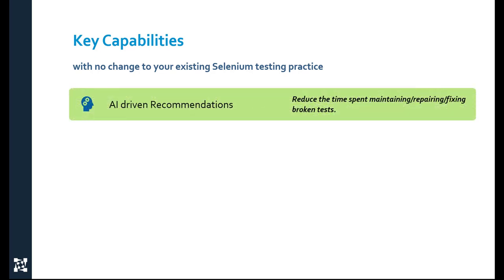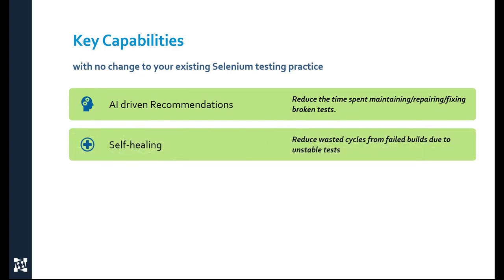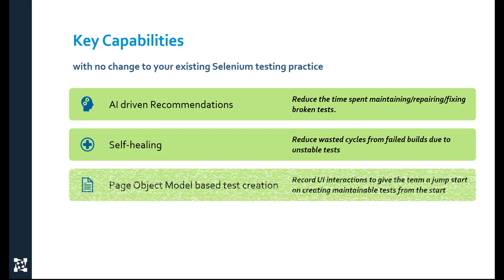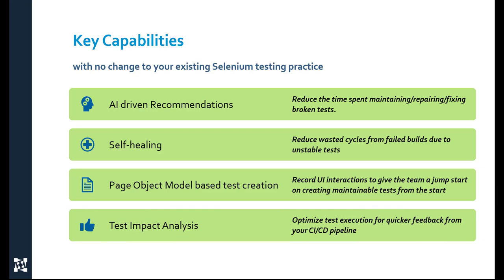Alright, so in this presentation I have shown you the key capabilities of Parasoft Selenic, starting with AI-driven recommendations that help you reduce the time spent maintaining, repairing, and fixing broken tests. Self-healing, to reduce wasted cycles from failed builds due to unstable tests. Page object model-based test creation, where you can record UI interactions to give the team a jump start on creating maintainable tests from the start. And test impact analysis, so you can optimize your test execution for quicker feedback from your CI/CD pipeline.